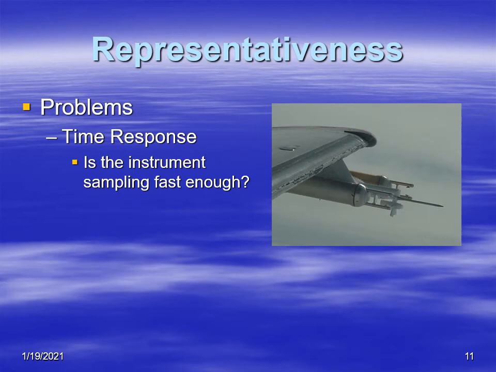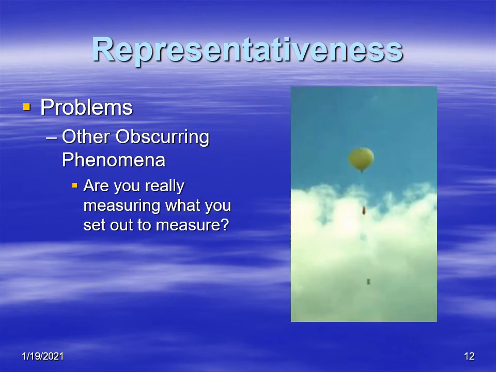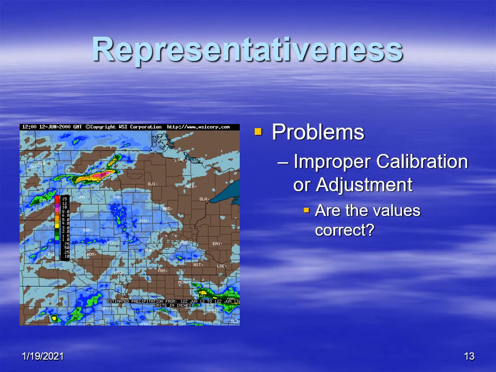As we mentioned before, there are problems also with time response when you're flying along. Is the instrument measuring things fast enough? Is it sampling fast enough? And then other phenomena, like with radiosondes, if a radiosonde balloon goes up through a cloud, do you really want to measure the cloud? You're trying to measure the air and the temperature of the air and the moisture of the air, and not necessarily the cloud. And then, of course, there are other problems with calibration.